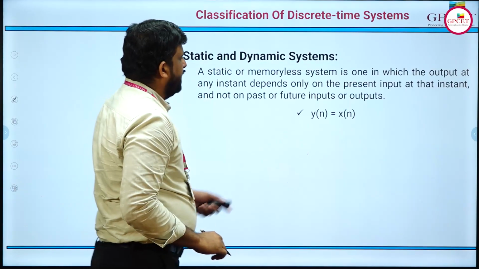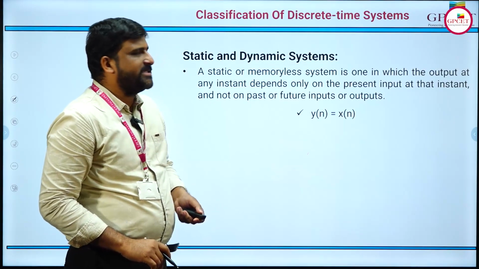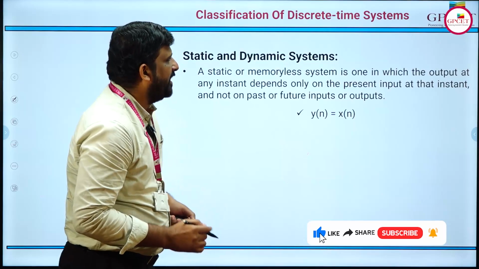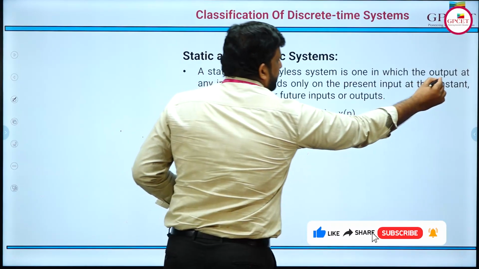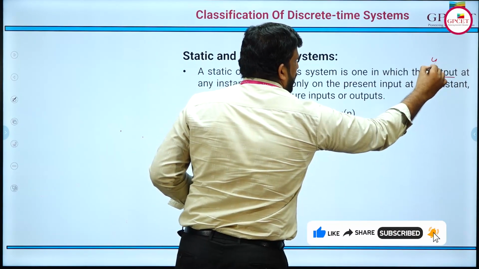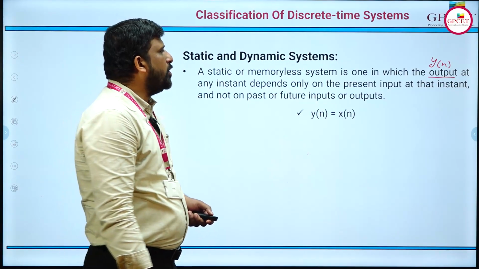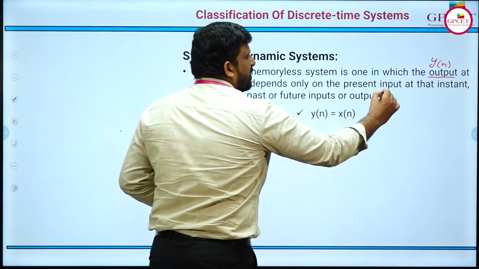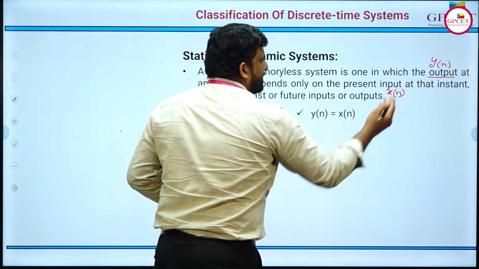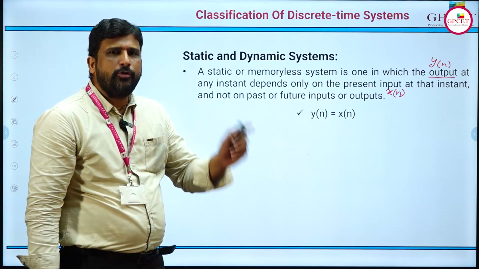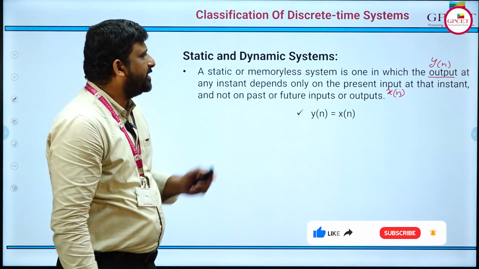So here, a static or memoryless system. A system is said to be static or memoryless when the output, which is y of n, at any instant depends only on the present input, that is x of n, at that instant, and not on past or future inputs. Okay, the output depends only upon the present input.